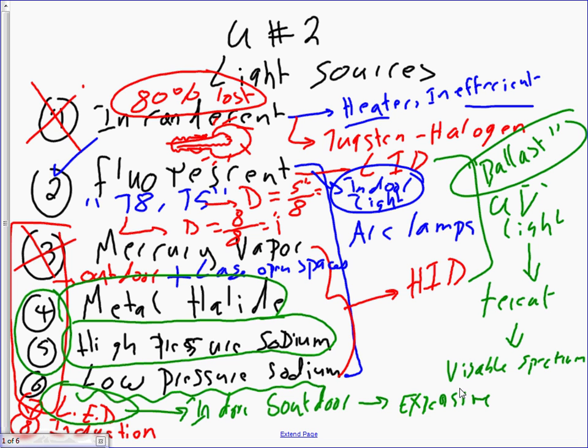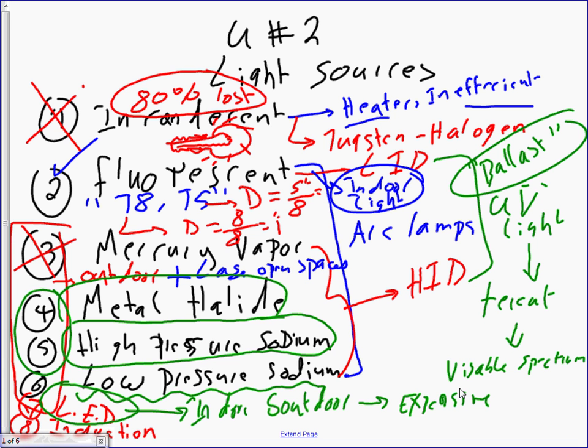Number 3 is mercury vapor. Number 4, metal halide. Number 5, high pressure sodium, low pressure sodium, LEDs, and induction. Can I have thumbs up, Chad? These are the 8 types of lights that you can generate. These are the bulbs, not the fixture, the bulb. Cool? Can I have a thumbs up for the bulb? So let's look at each one of them at a time.